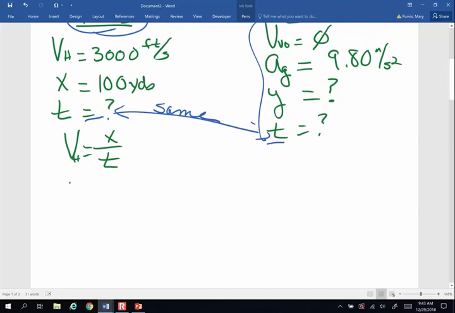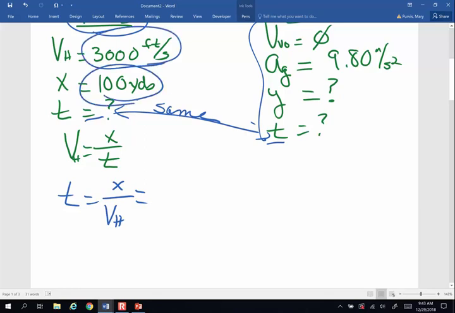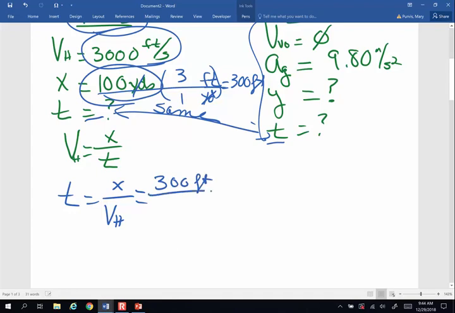On this side, time is going to be equal to x divided by horizontal velocity, and I have a challenge. This is feet per second and this is yards. Well, they all have to be the same distance units, so I am going to do a simple conversion. Do you know how many yards are in a feet? How about how many feet are in a yard? Yeah, there are 3 feet in 1 yard, so this is going to be equivalent to 300 feet. So the displacement is 300 feet, the velocity 3,000 feet per second, and I can do this in my head. What's 3 divided by 30? It's 1/10. So the time is going to be 0.10 seconds that the bullet is going to be in the air.